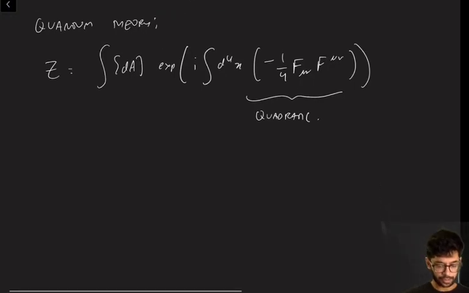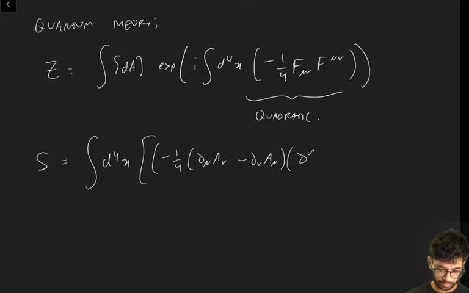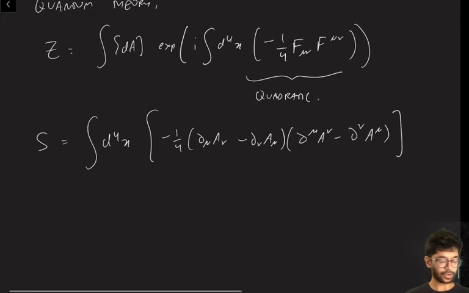Okay. So the action I can write is equal to the integral d4x times minus 1/4 (d mu A nu minus d nu A mu) times (d mu A nu minus d nu A mu), where all I'm doing here is expanding F mu nu in terms of its definition in terms of A. Okay, so now this isn't in quite the right form.